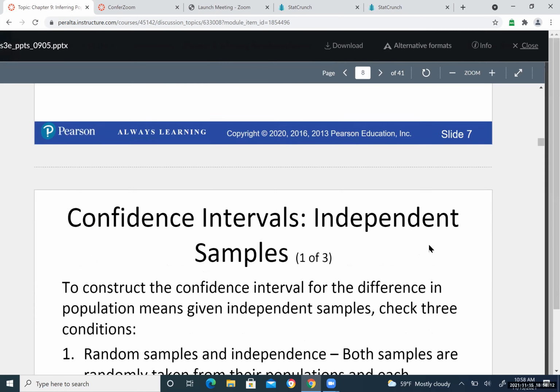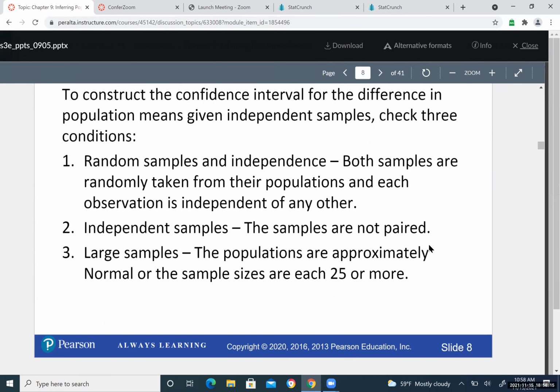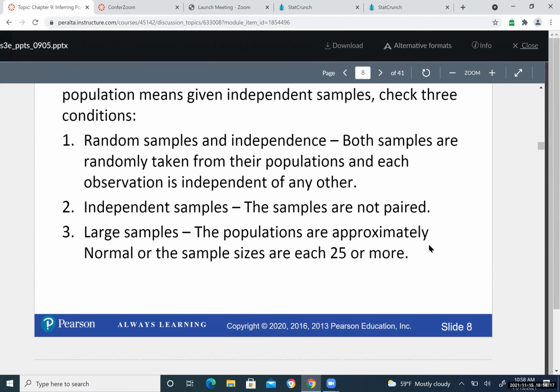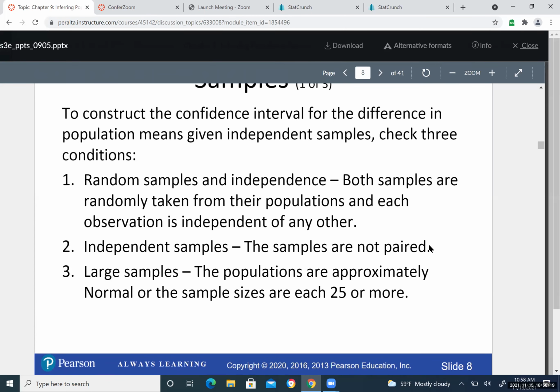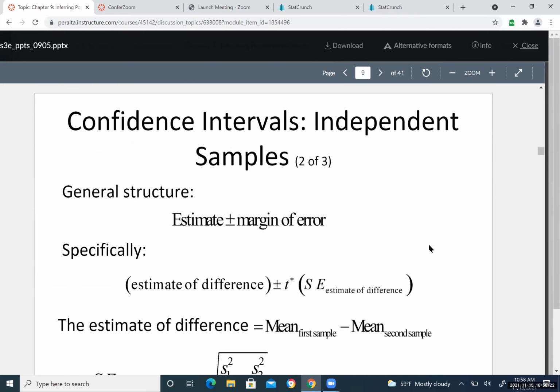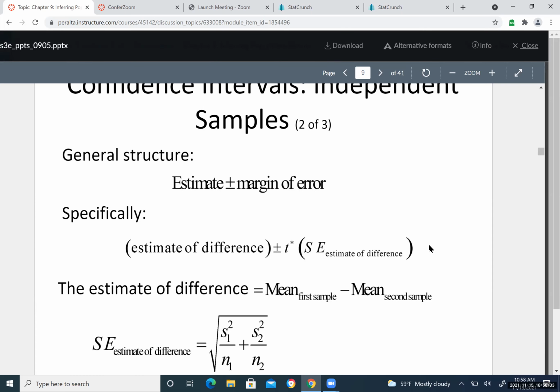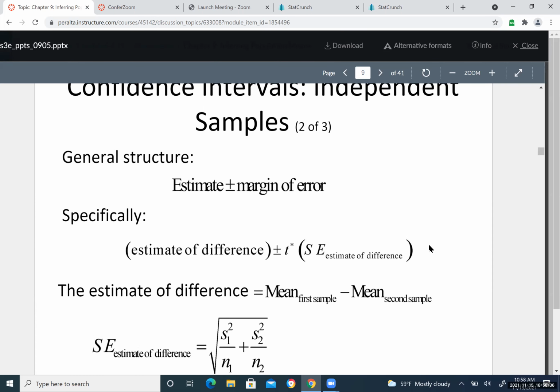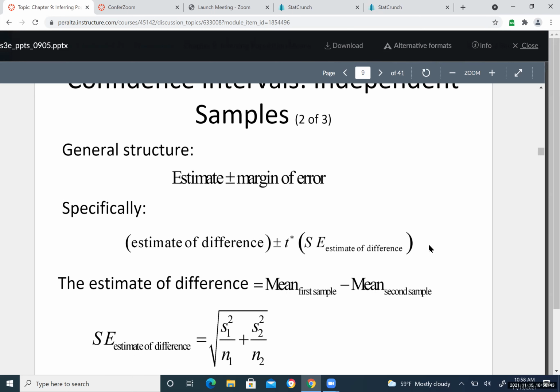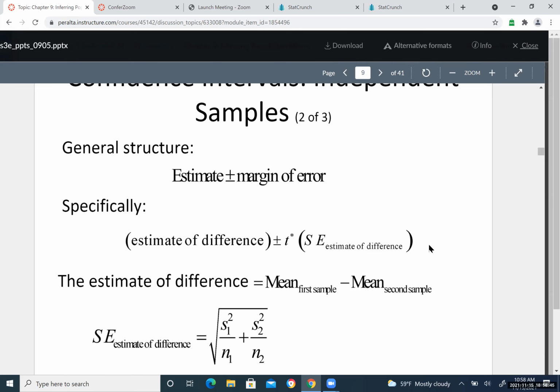All right, so let's do an example. Again, the requirement is just similar, but the difference is we've got two population means, two sample means, two standard deviations. Everything is two, including sample size. So here's the general structure of the formula: we've got estimate plus and minus margin of error. This is how you compute by hand.